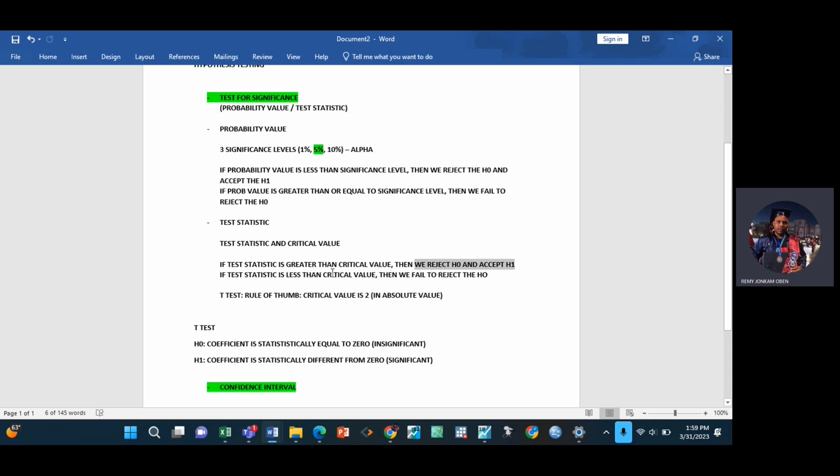Okay. So with the test statistic, it should be greater than the critical value for us to reject the null. And for the t-test, according to the rule of thumb, our critical value is 2, right? Guys, by 2, I'm talking of absolute value, because it can be negative or positive, but absolute value. So it should be greater than 2 in absolute value, because you can have negatives as well.